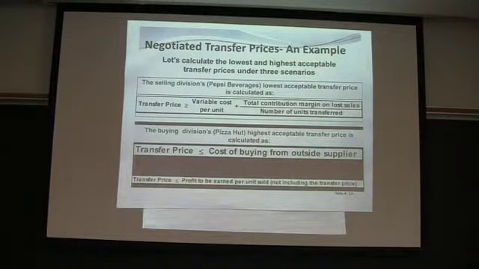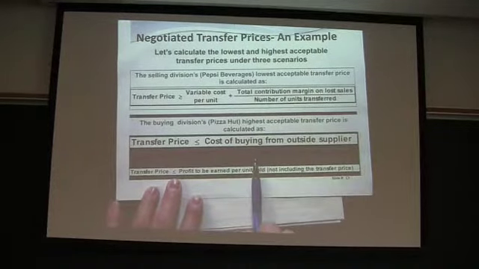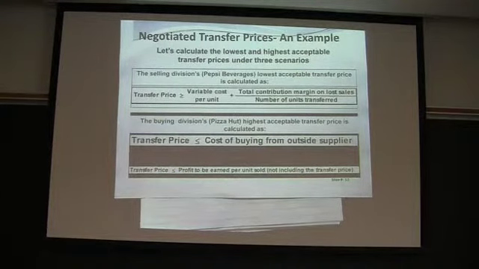Now, if an outside supplier does not exist, in other words, if there's no third-party verifiable market price, then we're going to set the maximum to be equal to the profit to be earned per unit, not including the transfer price. So in other words, you put the variable cost plus the actual profit that's going to be generated from that sale. So as a general guideline, we're going to solve this company called ED Electronics.